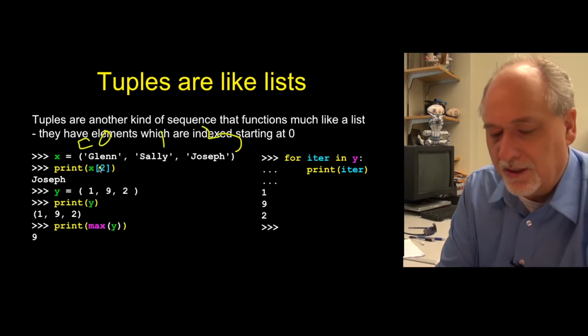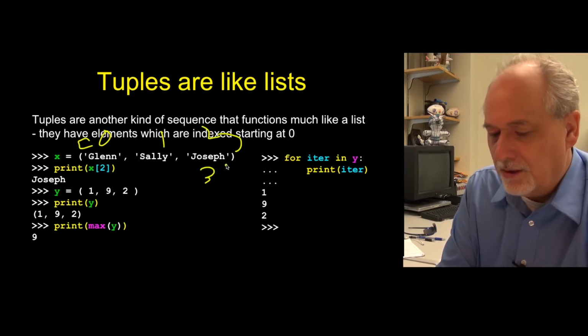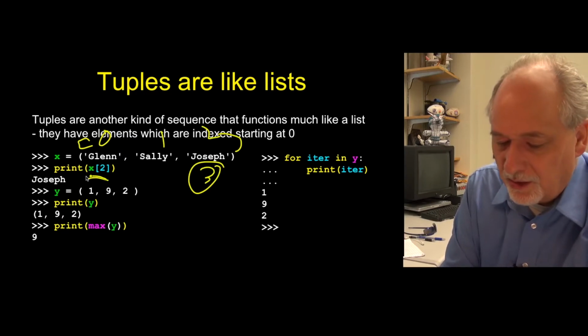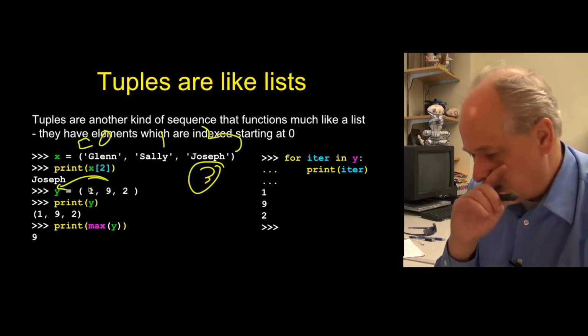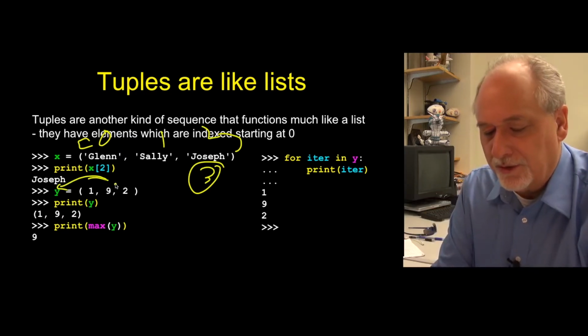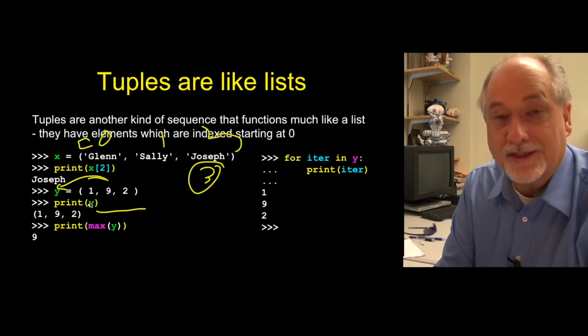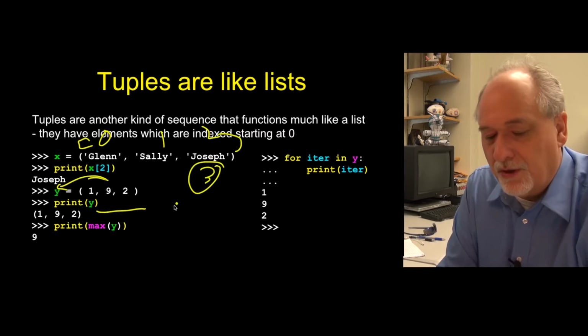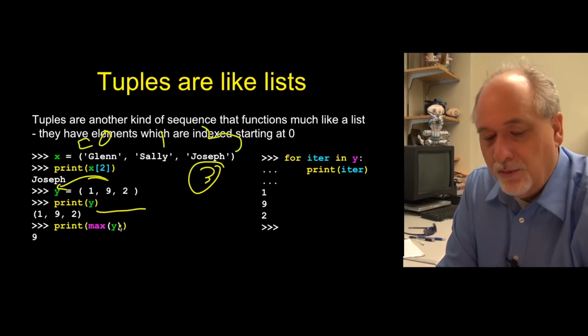and you can look things up, x sub 2. So x sub 2 is actually the third element here, and so that prints out Joseph. You can assign, make a tuple here. This is the constant syntax for a tuple, and print that out, and the print statement shows you that this is a tuple, not a list, by showing you round parentheses, and a whole bunch of functions that work with lists work the same way with tuples.